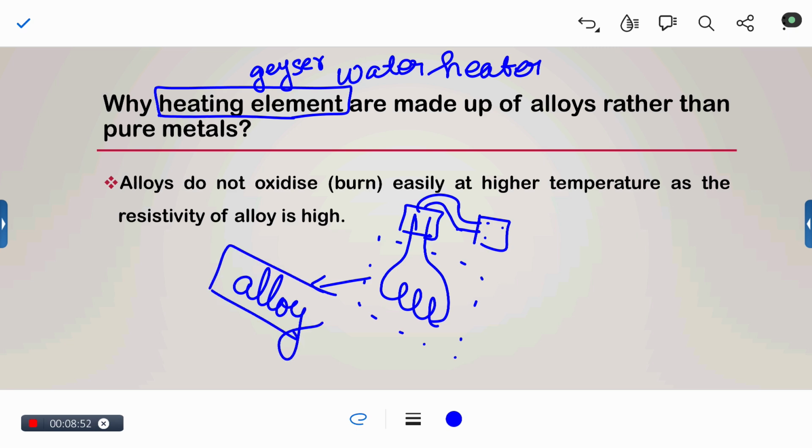Why are heating elements made up of alloys and not pure metals? Reason: alloys do not oxidize. Oxidize in the sense it won't burn easily, meaning it won't melt whenever the temperature increases. So that is the reason alloys are used for heating elements.